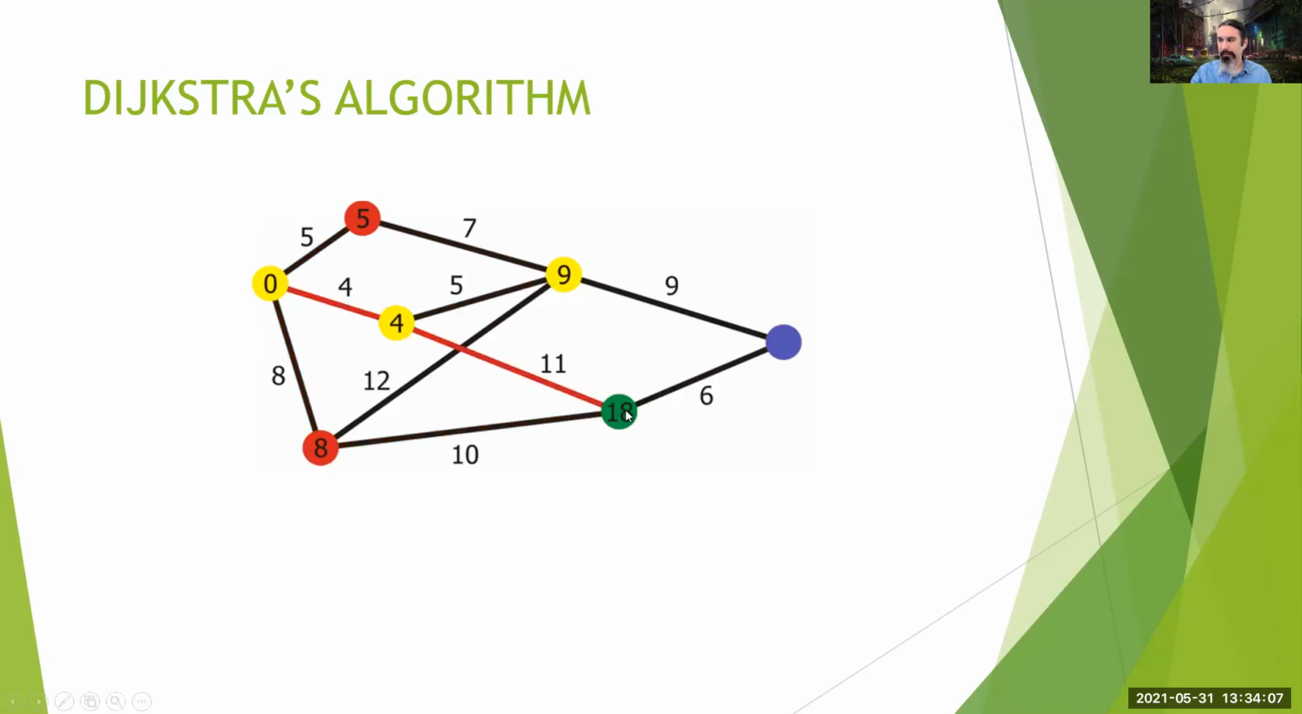So 8 plus 10 is 18, but 4 plus 11 is 15. This is better. So it's done with that one as well. Now it's trying to calculate here. 15 plus 6 is 21. 9 plus 9 is 18. This is better. And we're done. So 18, 0, 4, 9, 18. This is the optimal way. This is what Dijkstra's is doing. This is what we have been doing, actually.